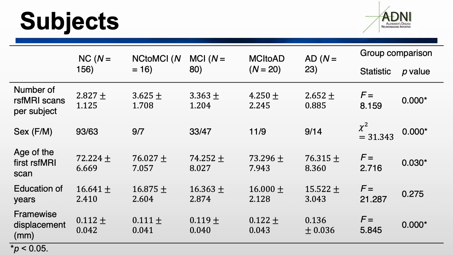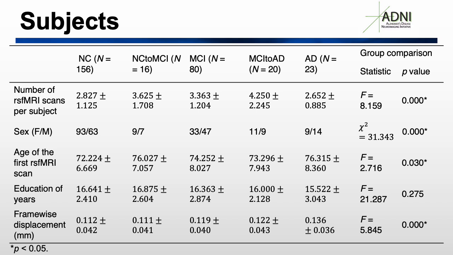The NC to MCI group included subjects who converted from healthy to mild cognitive impairment. The MCI group required each subject to maintain MCI once they were diagnosed as MCI. The MCI to AD group included subjects who converted from MCI to Alzheimer's. The AD group required each subject to maintain Alzheimer's once they were diagnosed as Alzheimer's.